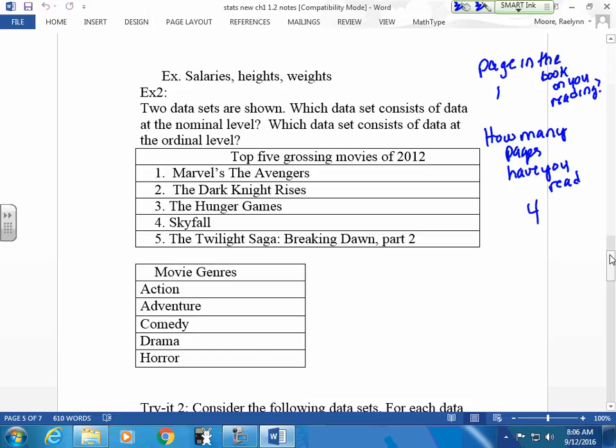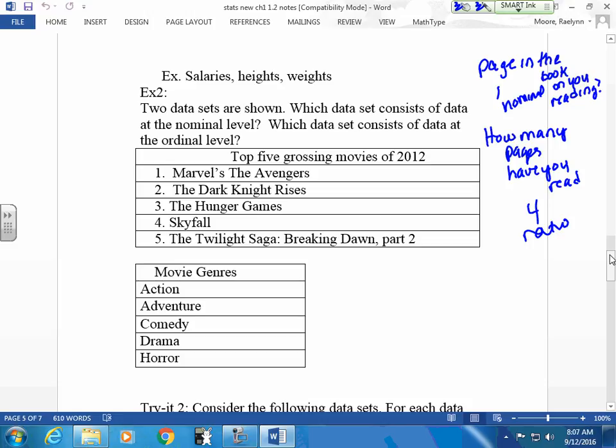Which one is nominal? Which one is ratio? Good. This is ratio. This is nominal. Why is one nominal? It's just a number. It just represents the number of the page he's on. Miranda's on page 87. He's just on that page, 87. So all of this is just a number on the page. How many pages have you read is ratio.